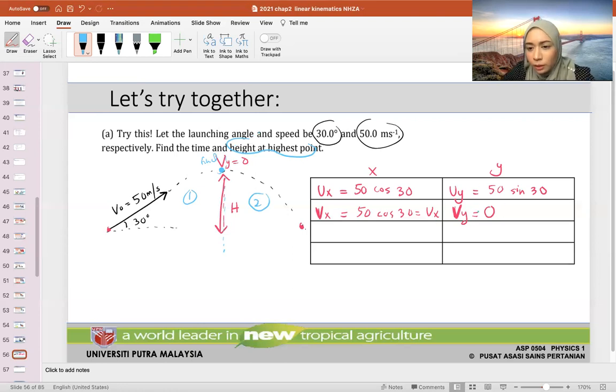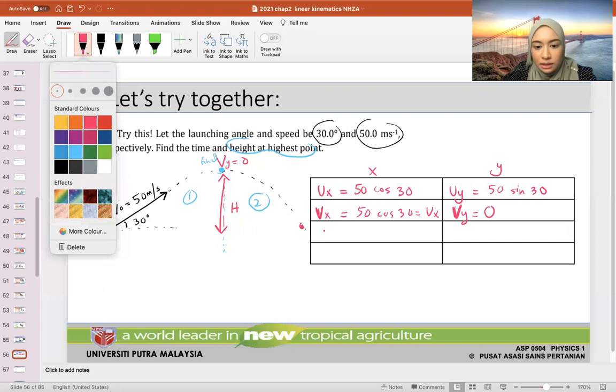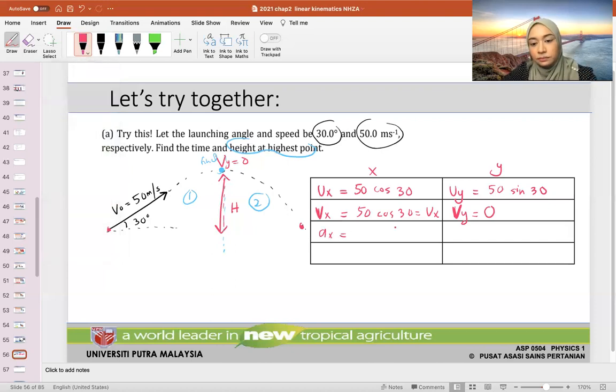Okay, so now that we know what is our V equals 0, what about our acceleration? What is the acceleration in the X? 0. And the acceleration in the Y?